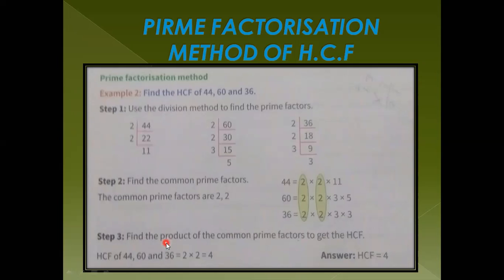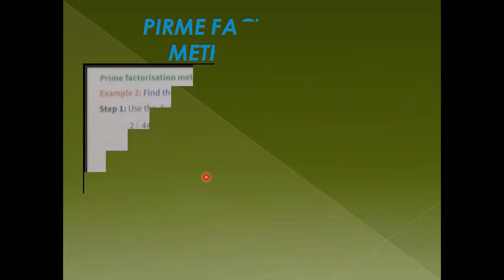Next, the third step: find the product of the common prime factors to get the HCF. So the HCF of 44, 60 and 36 equals 2 into 2, because these two are common in all three numbers. We take only one set of 2 into 2. So 4. The HCF of 44, 60 and 36 is 4. Normally we use this division method only to find the HCF.